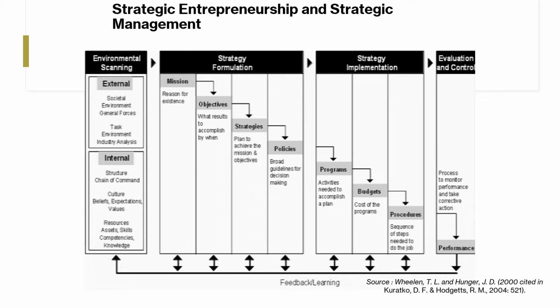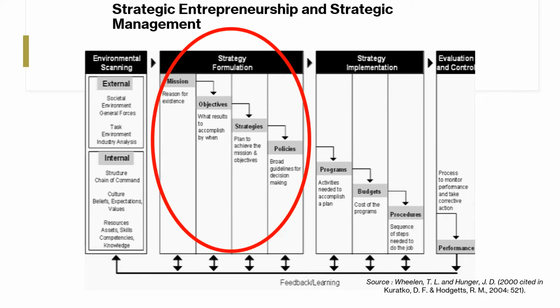For this week, we're going to take a look at the second step of strategy entrepreneurship management and also entrepreneurship. It is what we call strategy formulation, and we are going to go through the mission, why some businesses exist, and then the objective, the results to accomplish, to achieve the goals targeted by the company, the strategies, and also the policies. These are the things that we're going to cover for this week, topic 3.